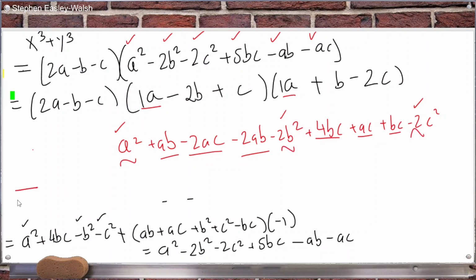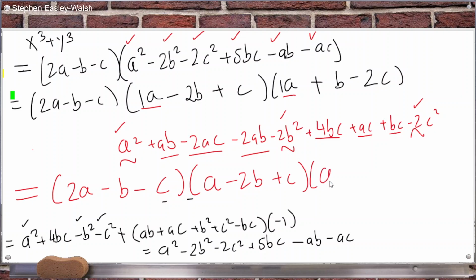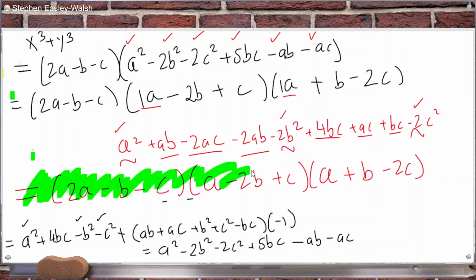Yeah, so after all that, we're left with 2a minus b minus c times a minus 2b plus c times a plus b minus 2c. That's the factors there. It's that times that times that.